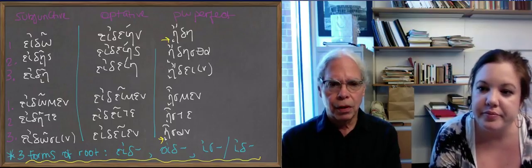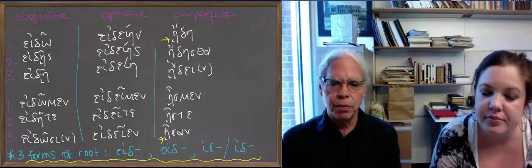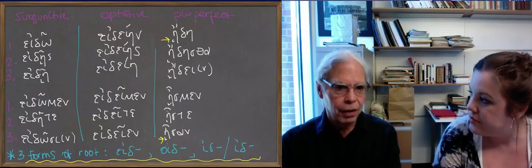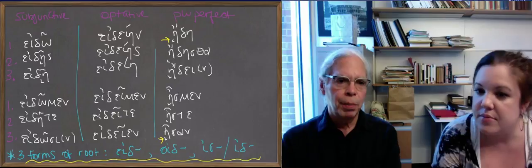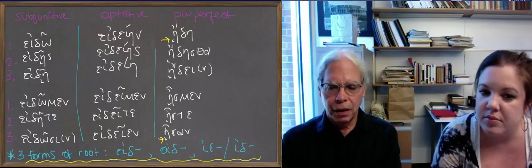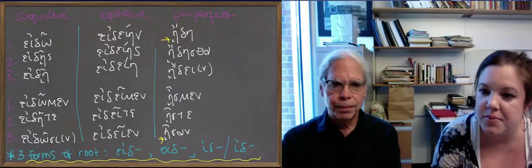So the key thing is to remember the three forms of the stem, oid, eid, and id. And then here you've got the augmented form of the eid stem with an eta and an iota subscript. All right?